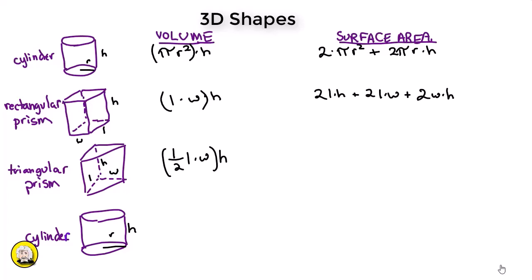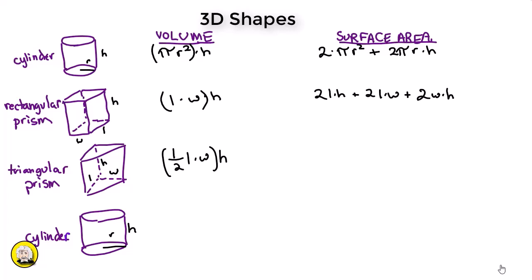For the three-dimensional shapes, we'll be looking at volume and surface area. Now, one way to get to know them is simply just to memorize them. I'm going to give you a few tips on how to better memorize them. Hopefully, it will make the process a lot easier for you.